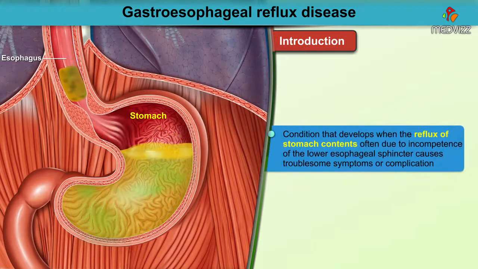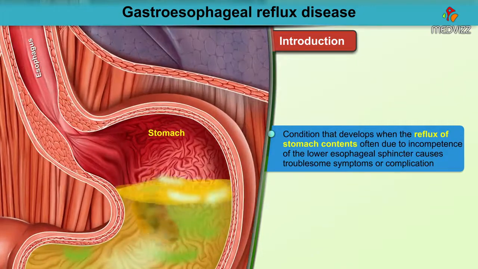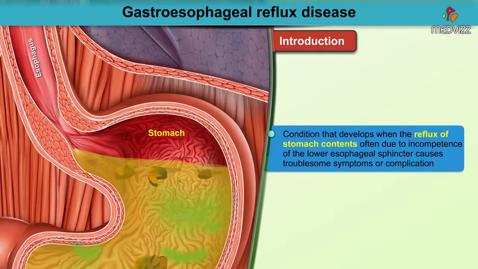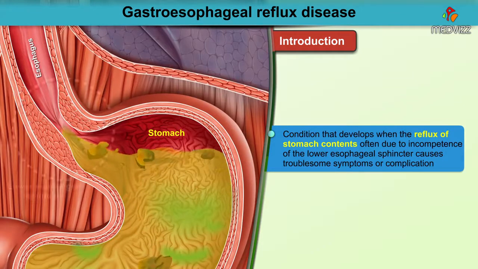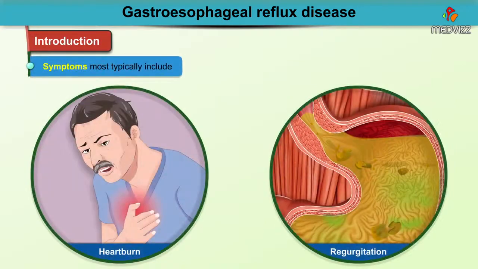GERD is a condition that develops when the reflux of stomach contents causes troublesome symptoms or certain complications, often due to incompetence of the lower esophageal sphincter. Symptoms most typically include heartburn and regurgitation.